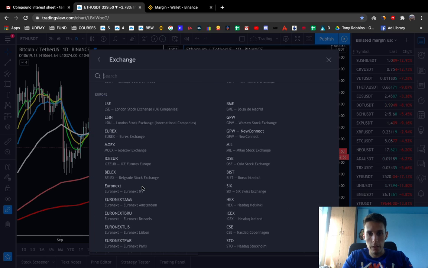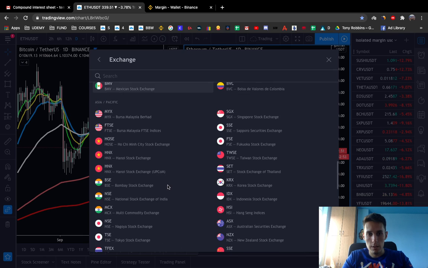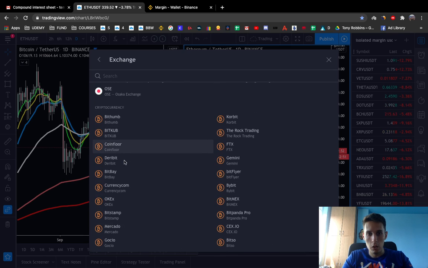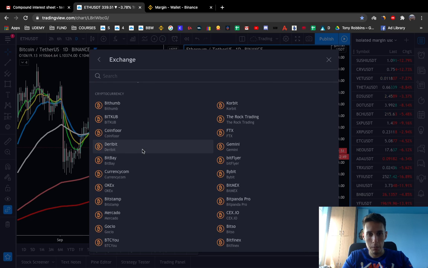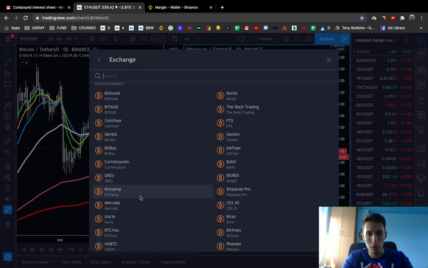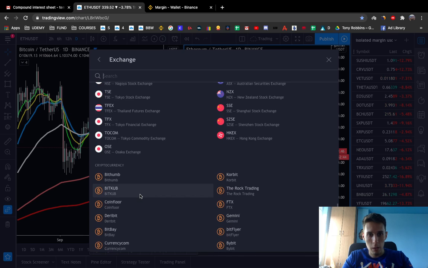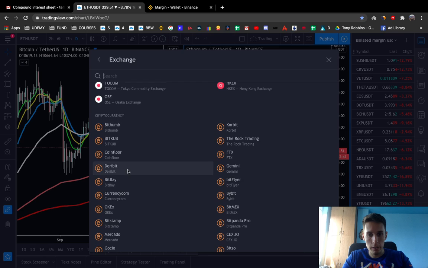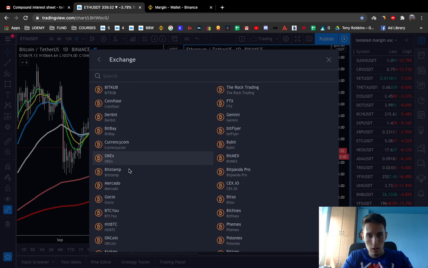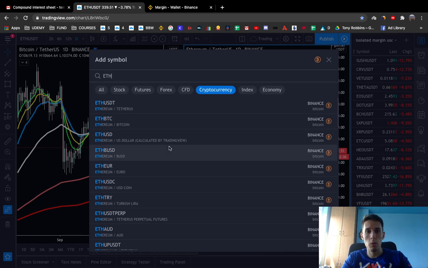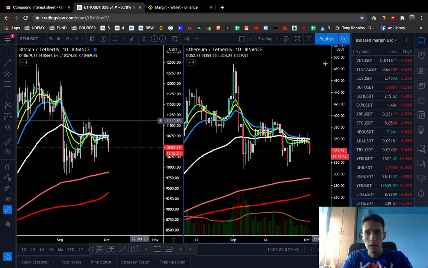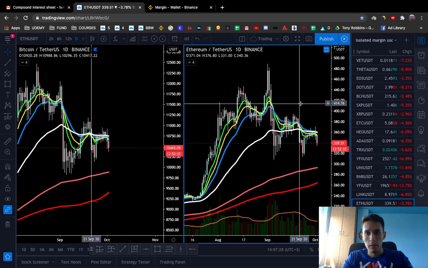They changed the interface just now a little bit, so probably that's why I cannot find some of the stuff where they were before. Where is Binance now? Binance was always before here, the first exchange. Where is Binance now? Now it's almost the last. Anyway, this is what we are looking for.